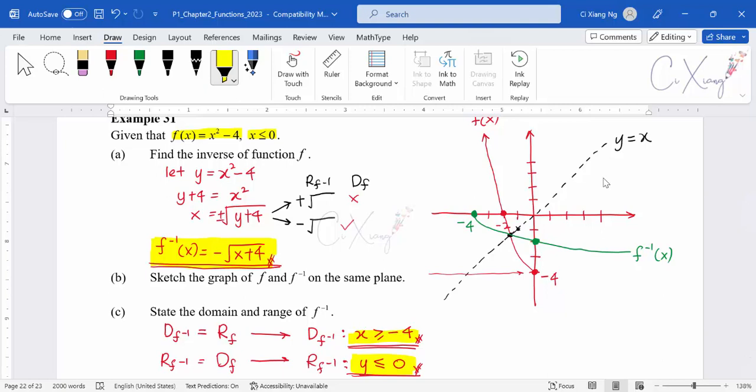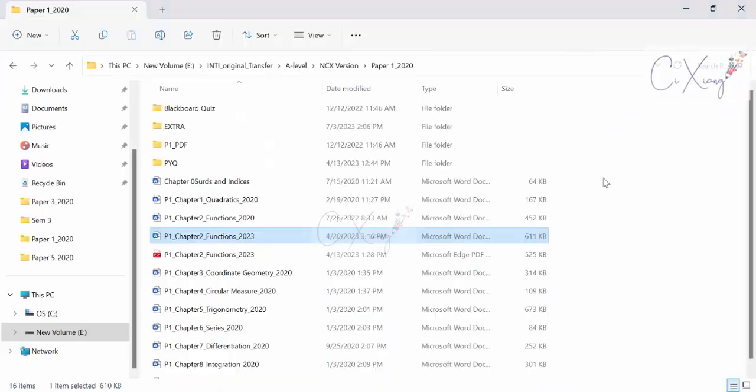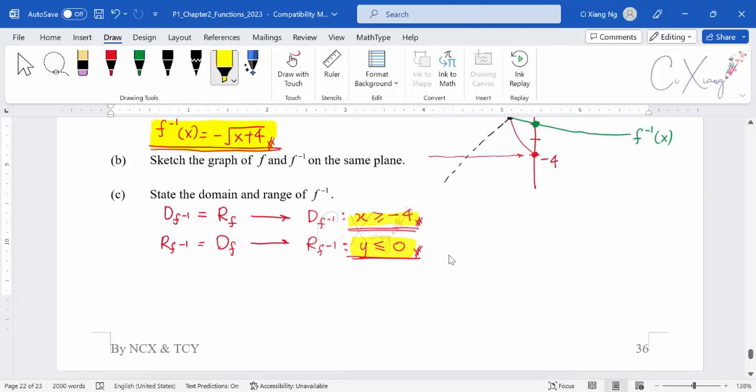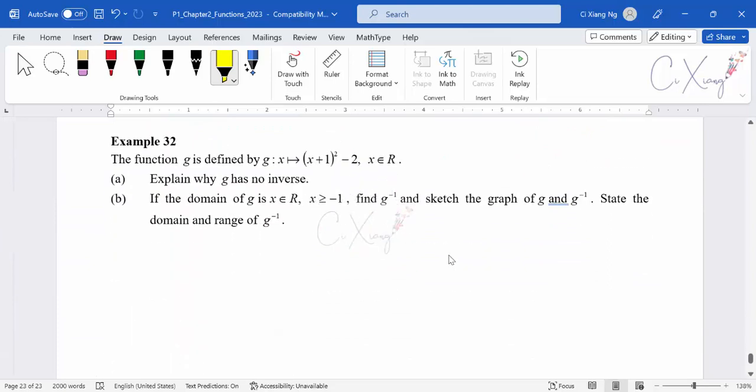Okay, all right. So for the quadratic expression part, it will be slightly challenging when you want to sketch the diagram. But you just need to make sure of a few important points when you draw the diagram, and it should not be a big problem. Okay, then let us have a look at the last example for this topic. Let's have a look at example 32.